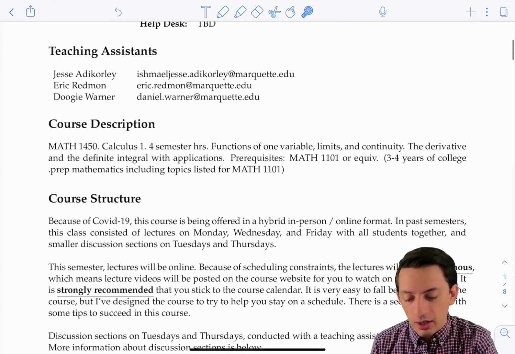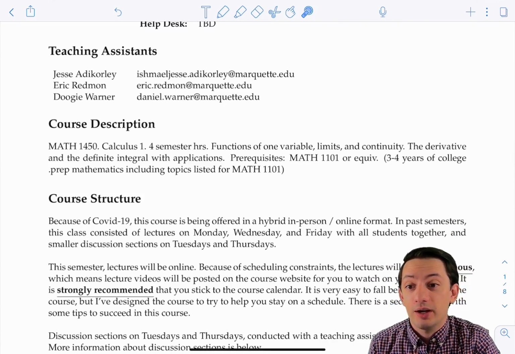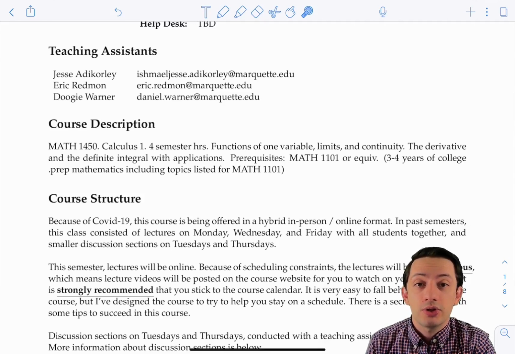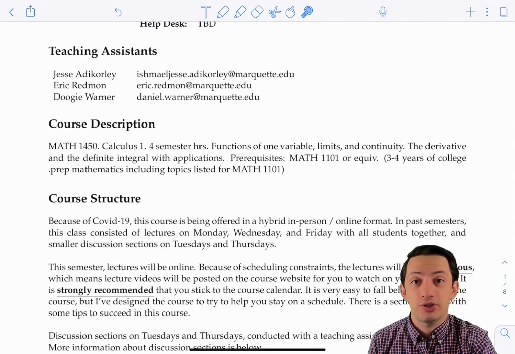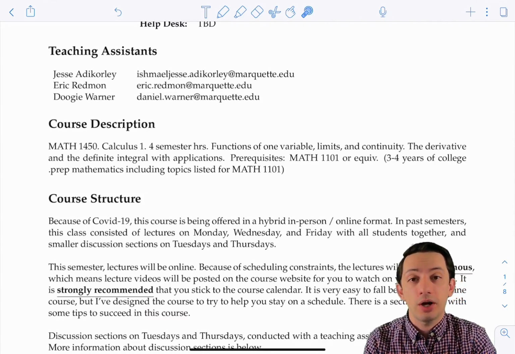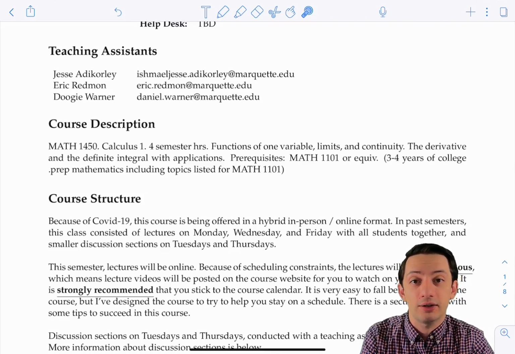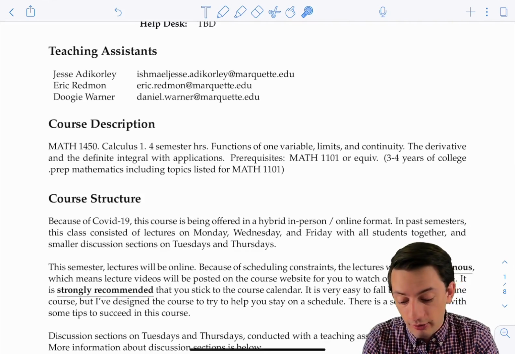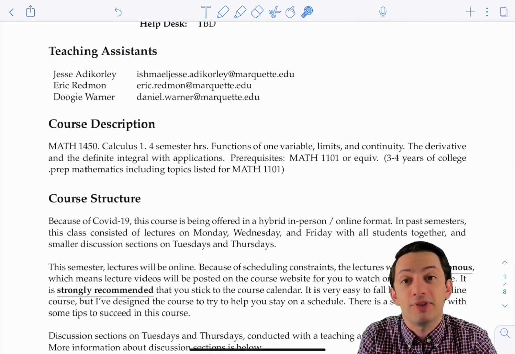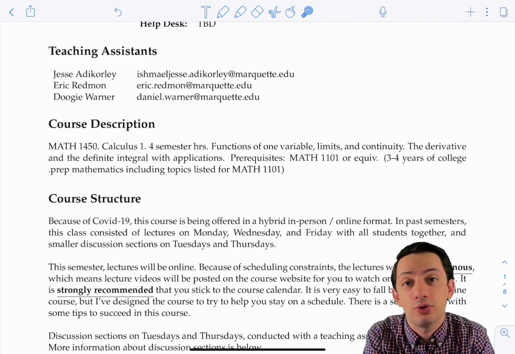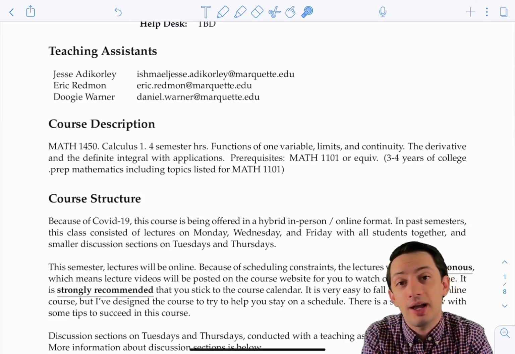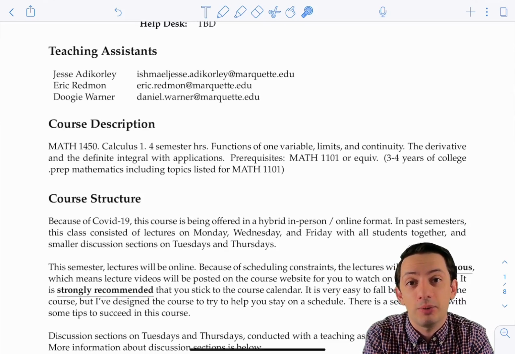We're going to have 3 awesome teaching assistants for this class, Jesse, Eric, and Doogie. So there are 9 different discussion sections. That means all 150 of you are split into 9 groups, and each of you will have one of these teaching assistants for the entire semester. You'll see them in your discussion sections on Tuesdays and Thursdays, as well as they'll have office hours and be at the Calculus Help Desk too.